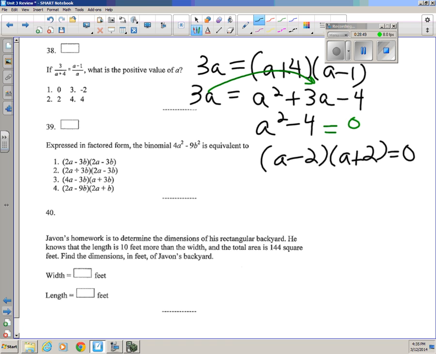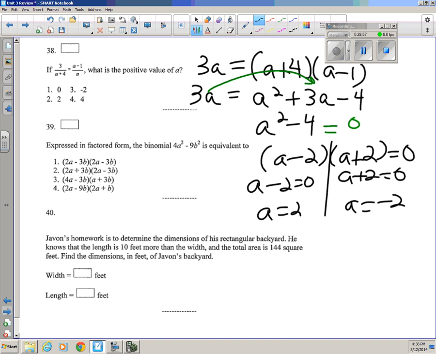a minus 2, a plus 2. a minus 2 is 0, a equals 2. a plus 2 is 0, a equals negative 2. They only want the positive value. Goodbye negative, hello positive. By the way, you could have crossed that out from the very beginning. By the way, you could have crossed this out too, right? Because is 0 positive? No. Is 0 negative? No. 0 is just a placeholder. It is the loneliest number.